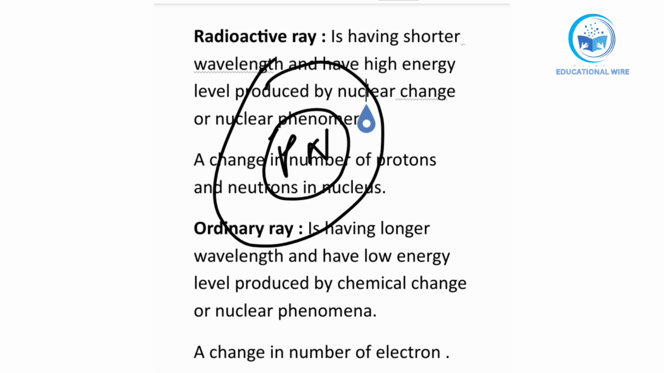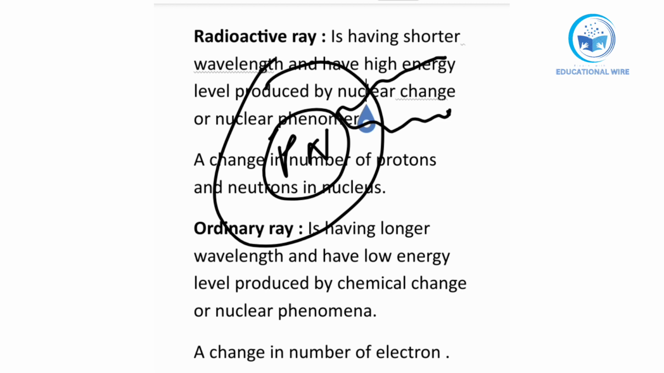Okay, so it has a shorter wavelength and it produces a ray. A nucleus produces a ray with a nuclear change or nuclear phenomena, and this change in the number of protons and neutrons is called a radioactive ray, which has a shorter wavelength and high energy level.